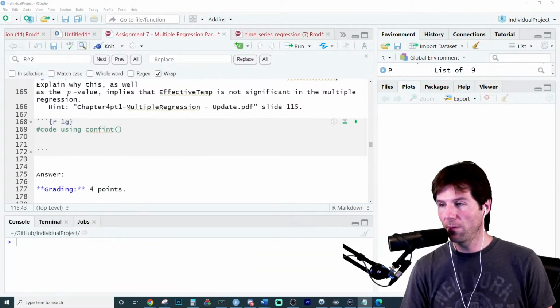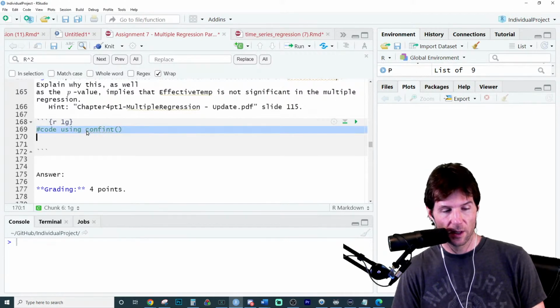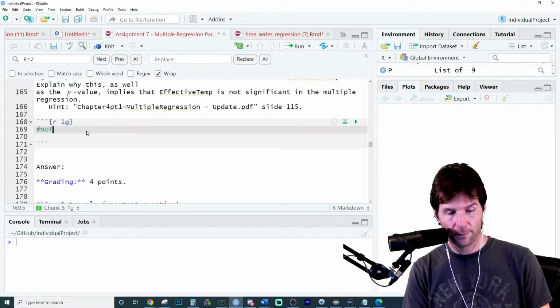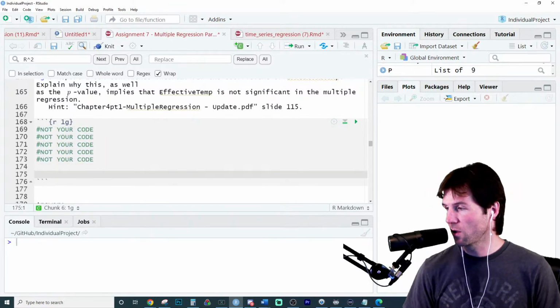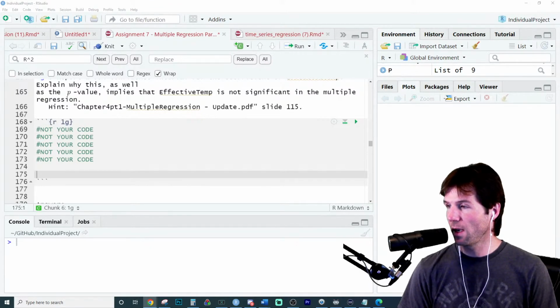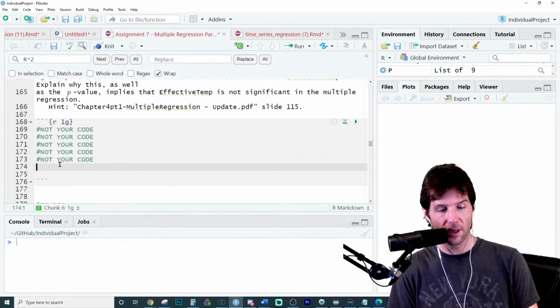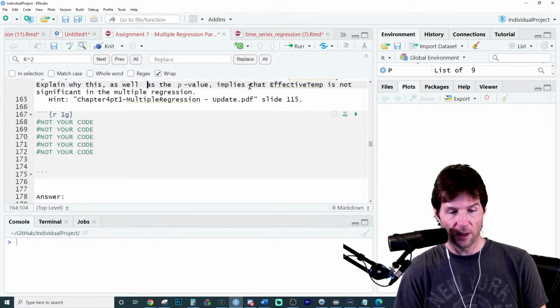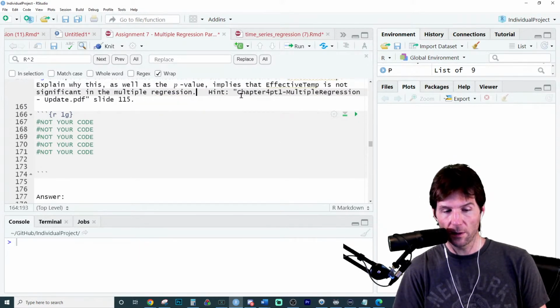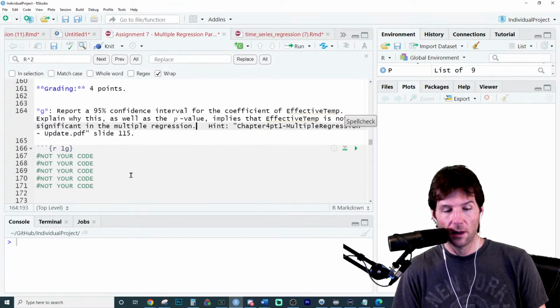So we're going to make a confidence interval for coefficients in regression models. Let's say not your code again. Do not use the code I'm doing right here. This is not your code. It's just a disclaimer to make sure you don't do the same thing I do. Don't do the exact same thing I'm doing. We need to make a confidence interval for the regression model. Why is the code looking like this? Why is it looking all crazy?